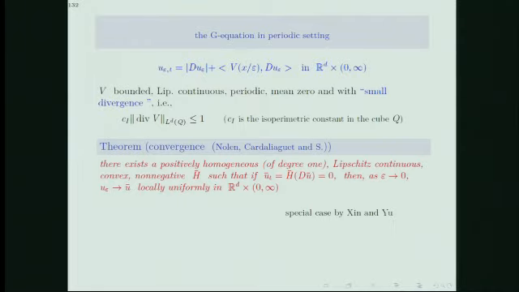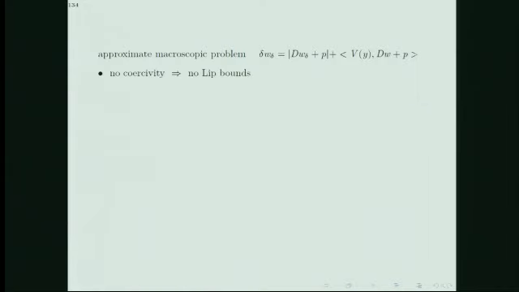Okay, so the first result is what you do in the periodic case. So how do you homogenize the G equation in the periodic case? In the periodic case, you can homogenize it in general, if you make the assumption that the divergence of V is less than 1 over the isoperimetric constant. And then you can homogenize, and you can get enhancement.